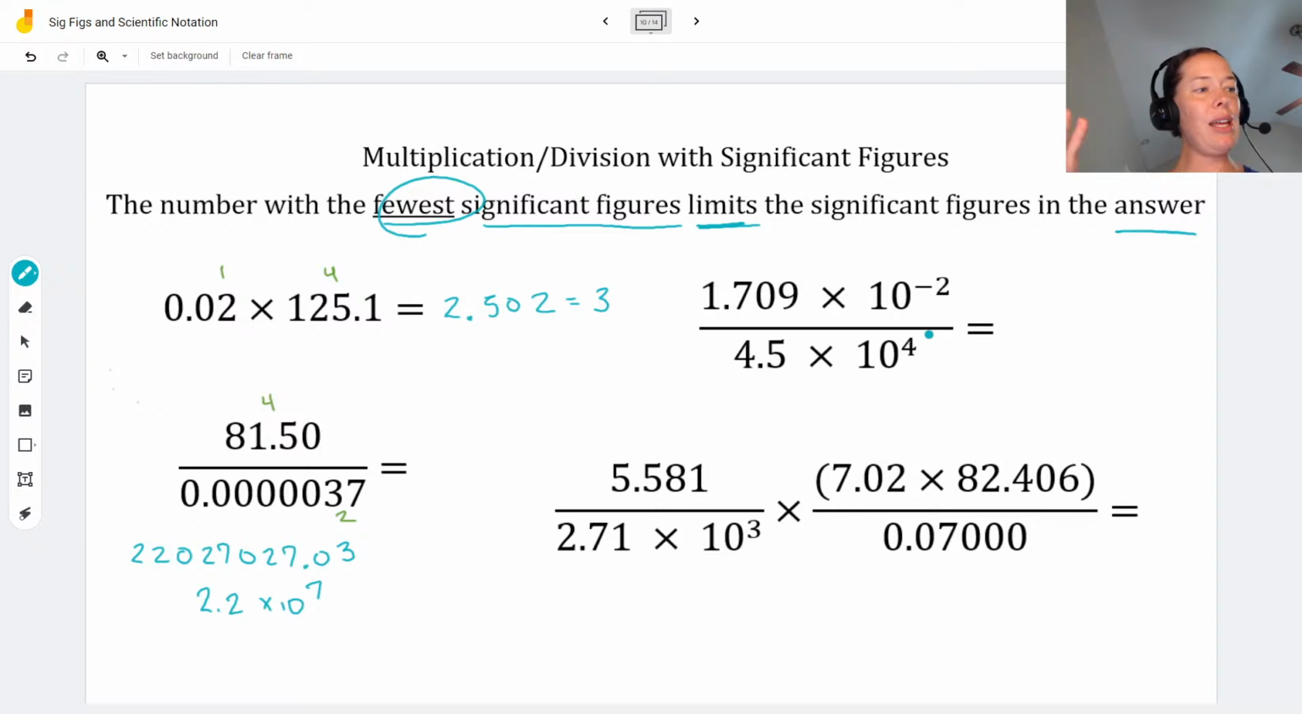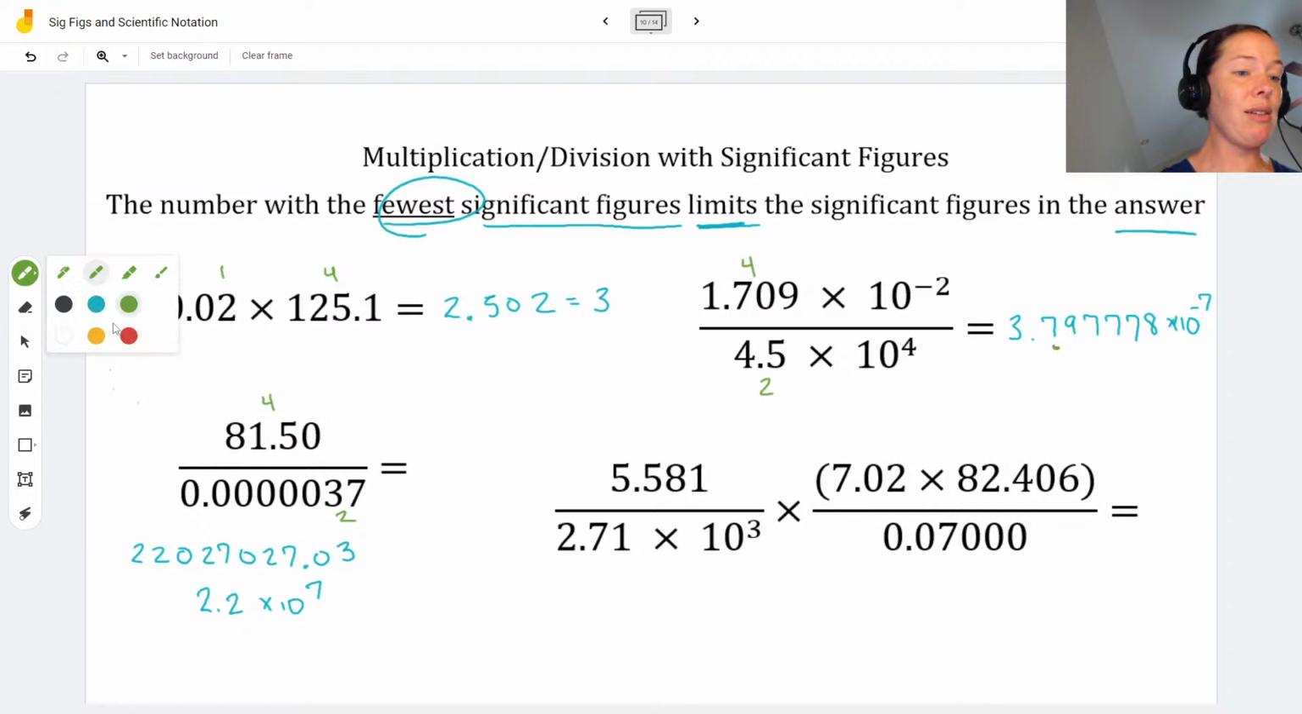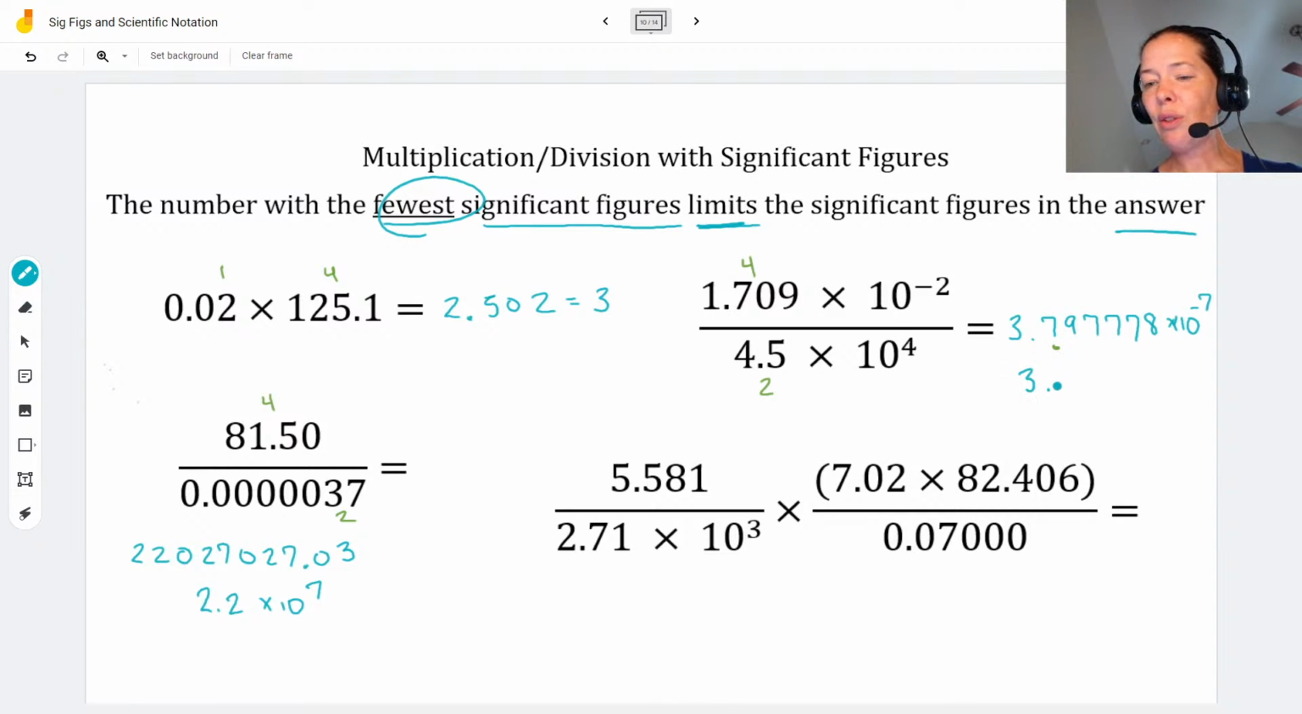So if I just plug this into my calculator, I get a lot of decimal places. This just kind of goes on forever, and this is times 10 to the negative 7th. So how many sig figs do I actually need? Well, let's figure it out. 1.something has 4 sig figs, 4.5 has 2 sig figs. And just as a side note, these exponents here are not part of your sig figs at all. It is only this first number here that determines your number of sig figs. So my 4.5 is going to limit me. It only has 2 sig figs, which means I'm rounding right there. So my final answer is 3.8 times 10 to the negative 7th.